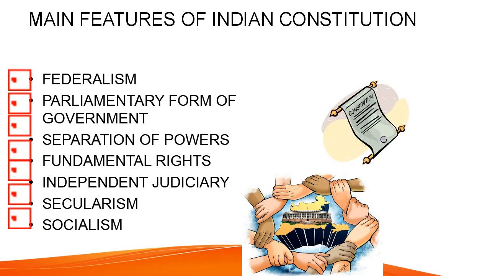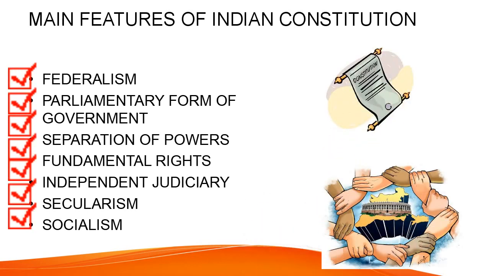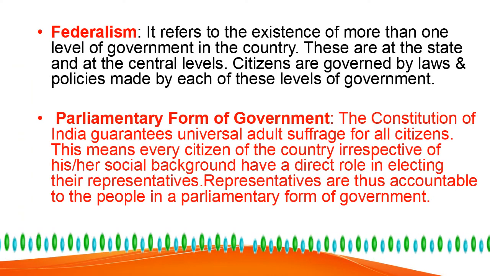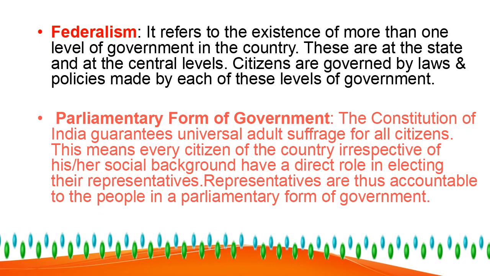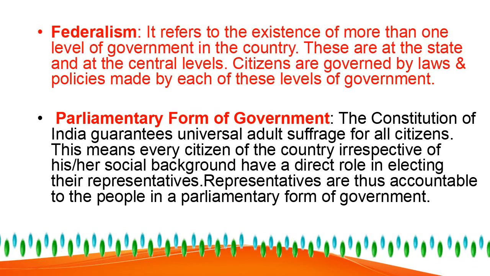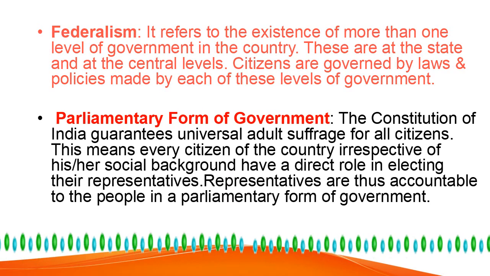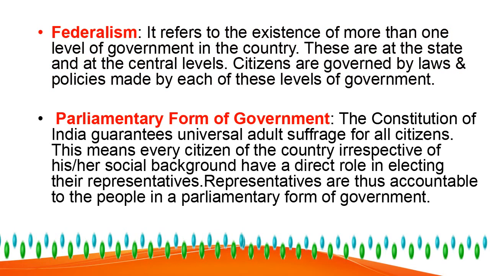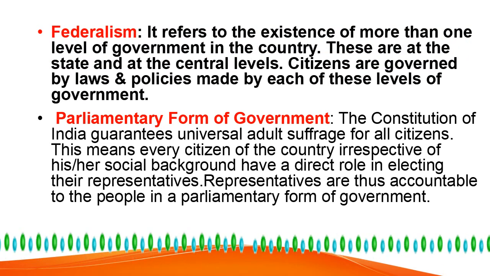It refers to the existence of more than one level of government in the country. Parliamentary form of government. The Constitution of India says that the representatives will be elected by the people. We have the universal adult suffrage. This means that anyone who is a citizen of India and is above 18 years of age has the right to vote. The existence of more than one level of government in the country is federalism.